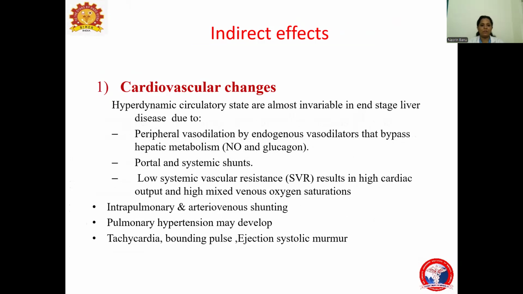So the indirect effects on the CVS: first, a hyperdynamic circulatory state is almost invariable in end-stage liver disease due to, one, peripheral vasodilation by endogenous vasodilators that bypass hepatic metabolism, that is nitric oxide and glucagon. Second reason is portal and systemic shunts. Whereas the third reason is low systemic vascular resistance, which results in high cardiac output and high mixed venous oxygen saturation. Other cardiovascular changes are intrapulmonary and arteriovenous shunting, pulmonary hypertension may develop, and tachycardia, bounding pulse, and ejection systolic murmur are seen.